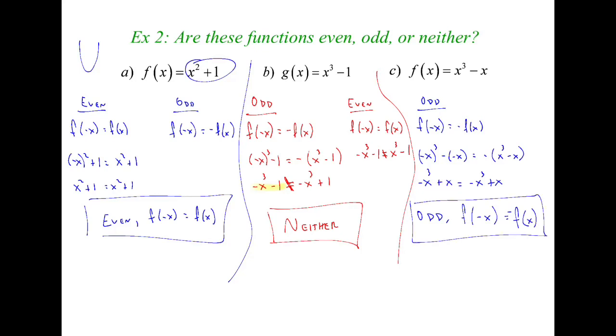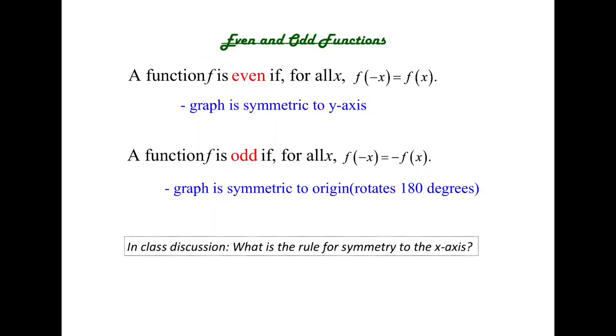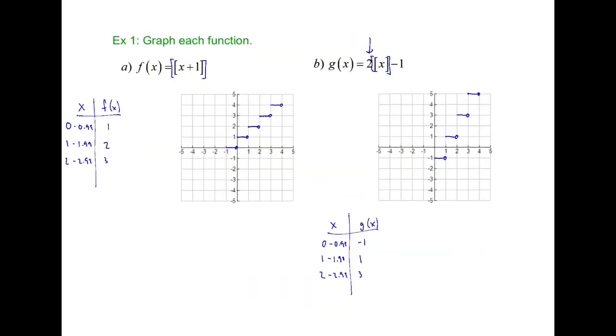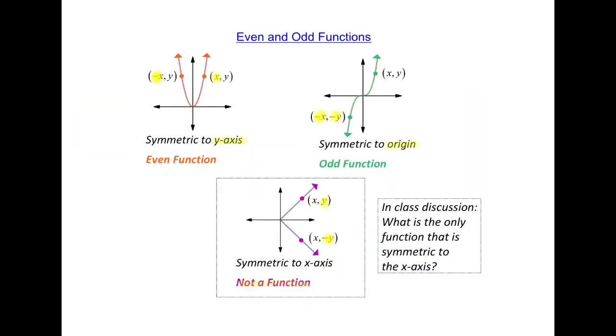So once you prove it's odd, you don't have to check for the even. Okay. Once you figure out one of them, you don't have to do the other. So that is it for this section of graphs of functions part 2. So be prepared in class to have some of these discussions about what is the rule for symmetry to the x-axis, and then also what is the only function that is symmetric to the x-axis.